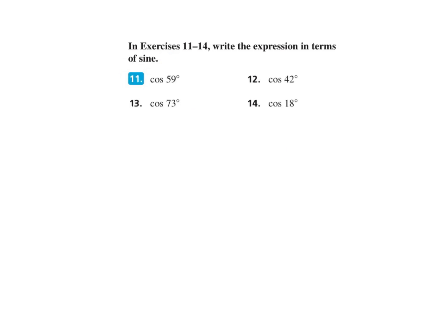Write the expression in terms of sine. Same thing. 90 minus 59 is 31. Cosine of 42 is equal to the sine of 38 degrees. Cosine of 73 is equal to the sine of 17 degrees. And the cosine of 18 is going to be equal to the sine of 72 degrees.